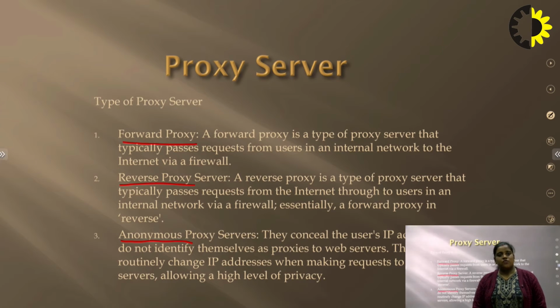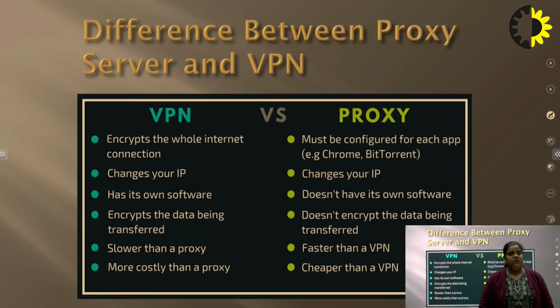Whenever a user communicates with the server, for example, if in a day the user communicates with the server 10 times, every time the user has the advantage of using a new IP address. In that kind of situation, it is very difficult to trace the real IP address of the user. This is the concept of the anonymous proxy server.